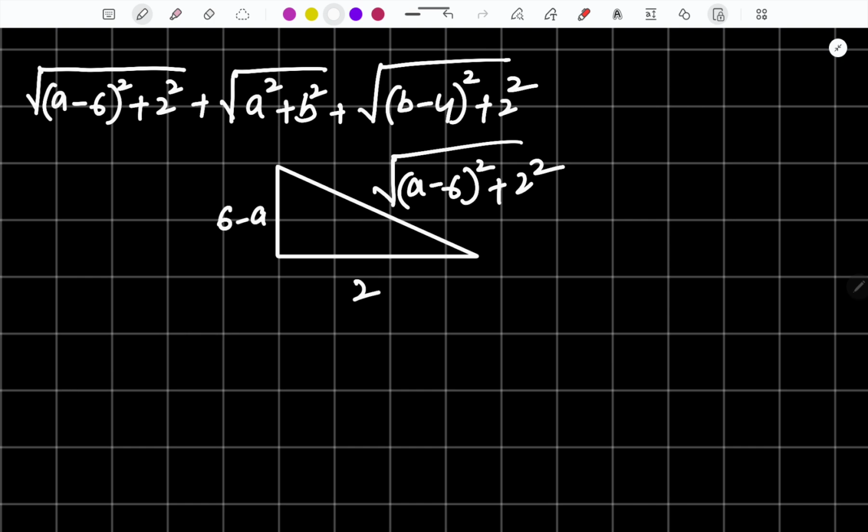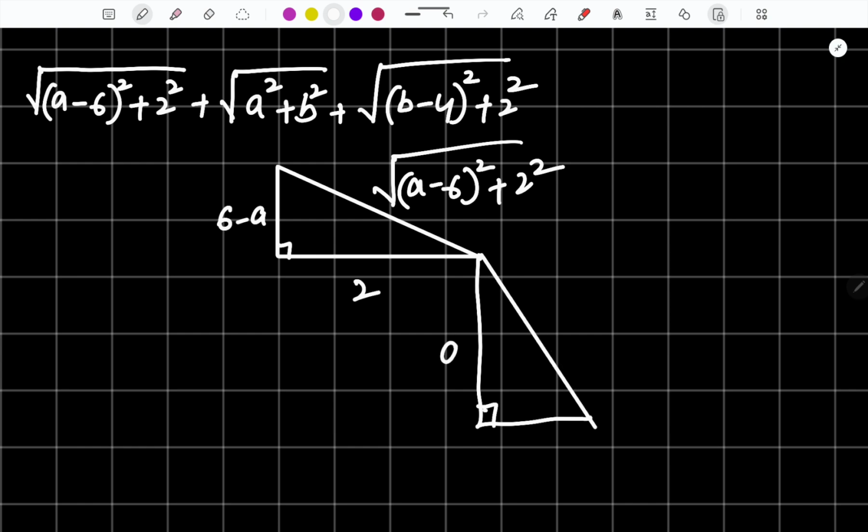Okay, now let us take the second expression. For this also I am going to take a right angle triangle and that must be added to the previous right triangle. Therefore I am taking a right angle triangle like this. This is a right angle triangle.